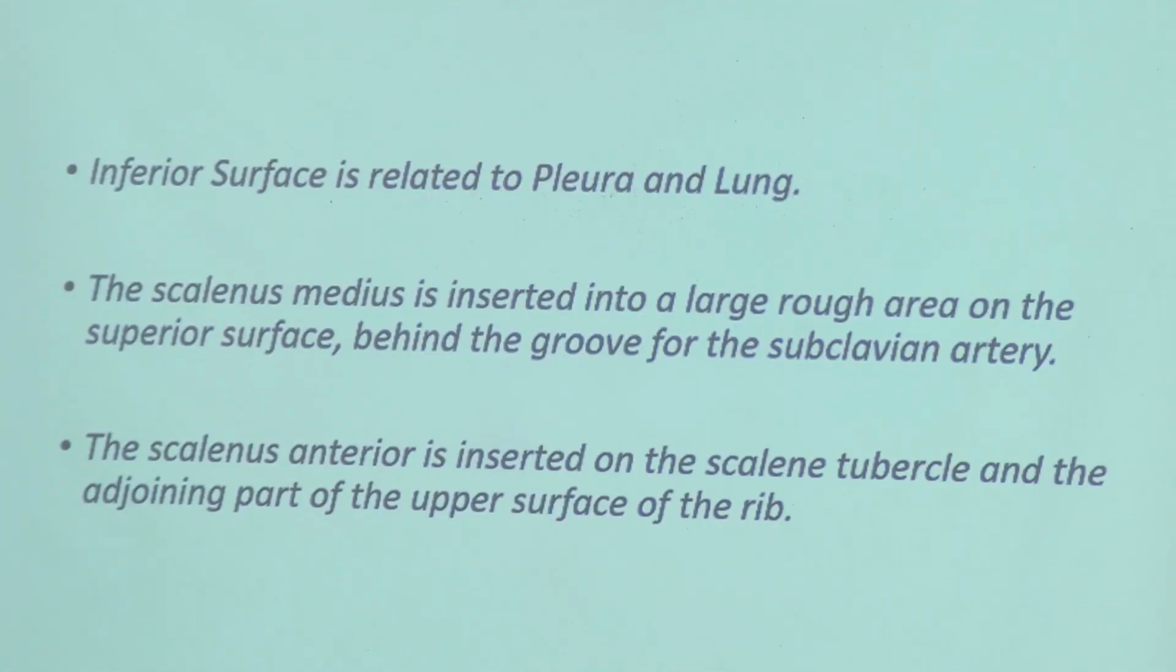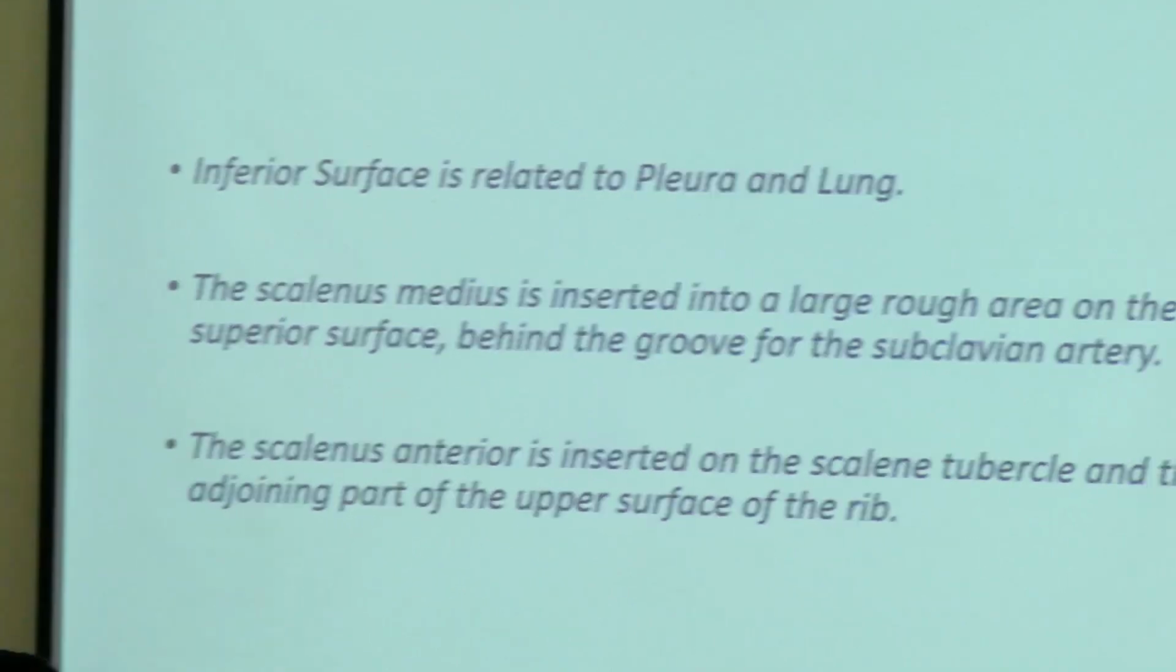Inferior surface is related to pleura and lung. The scalenus medius is inserted into a large rough area on the superior surface. I have already shown you. ठीक है? Behind the groove for subclavian artery. अगर ये वाला ग्रूव है, इसके पीछे वाला पोर्शन यहाँ पर होगा which muscle?